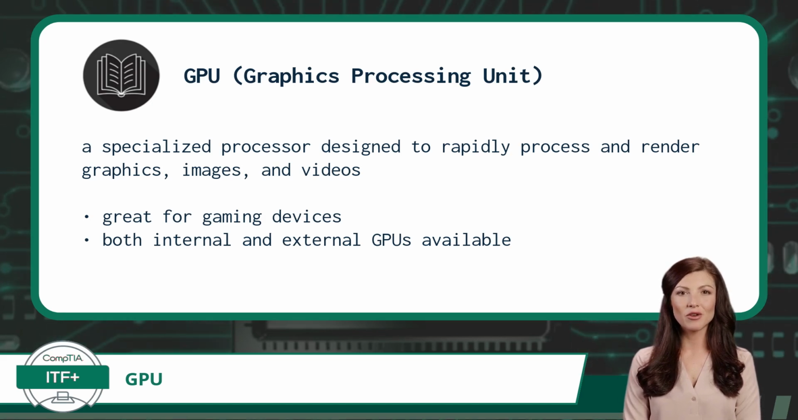GPUs can be both internal or external. Internal GPUs are integrated directly into the computer's motherboard or as a partitioned portion of a CPU. External GPUs are separate graphics processing units that can be connected to a computer system externally. They are typically housed in an external enclosure and connect to the computer via high-speed interfaces such as Thunderbolt or USB-C.